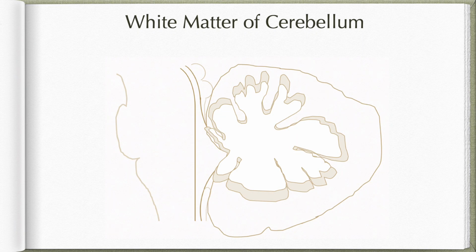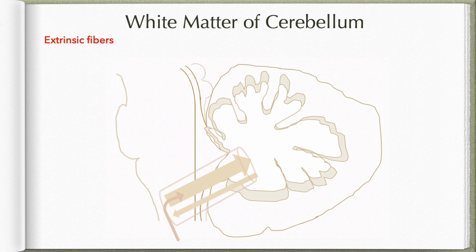White matter of cerebellum includes predominantly extrinsic fibers. It includes all the afferent fibers and efferent fibers to and from the cerebellum. They form mainly three fiber bundles which connect the three parts of the brainstem with the cerebellum. The lowest fiber bundle includes predominantly afferent fibers to the cerebellum and few of the efferent fibers from cerebellum. This is the inferior cerebellar peduncle, otherwise known as restiform body.